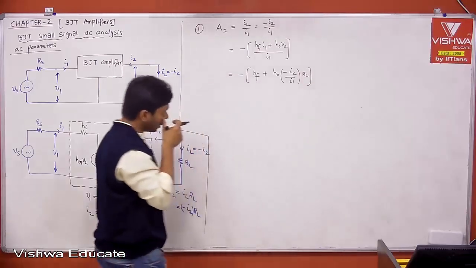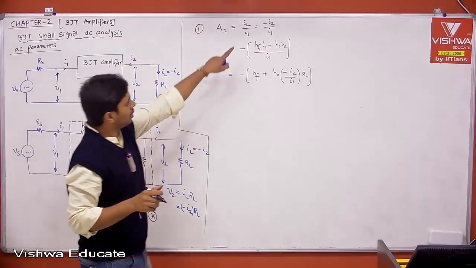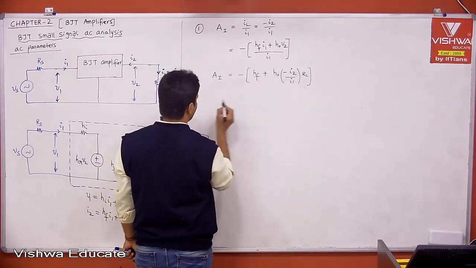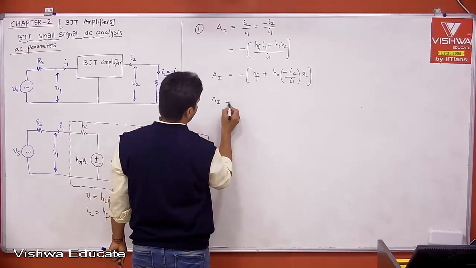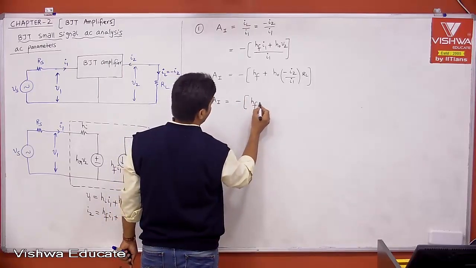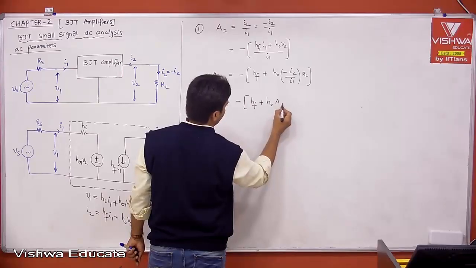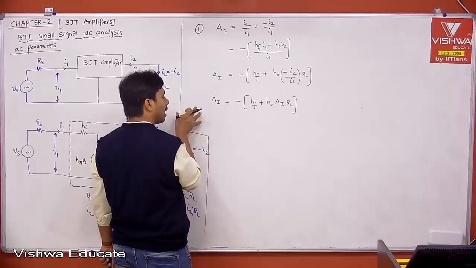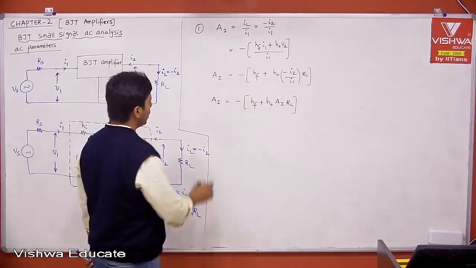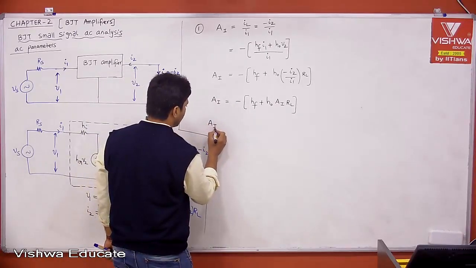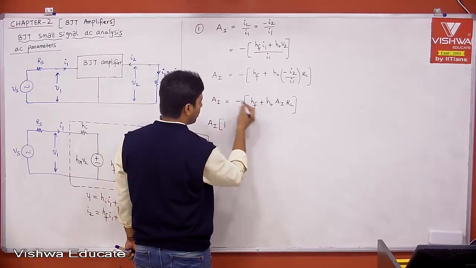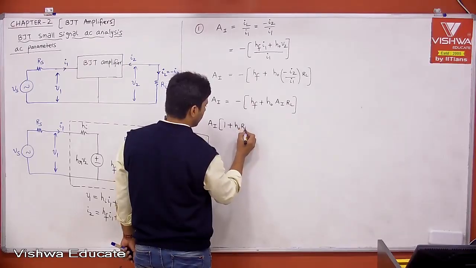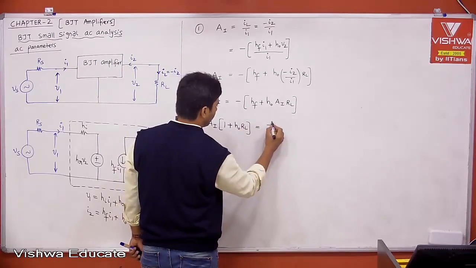I am just separating it out because that is your current gain. What is minus I2 by I1? That is nothing but your current gain, AI. Therefore, AI is equal to minus HF plus HO into AI into RL. Then take this term to the left hand side and take AI common. Simple, right? Then when you take AI common, 1 plus HO into RL is equal to minus HF.